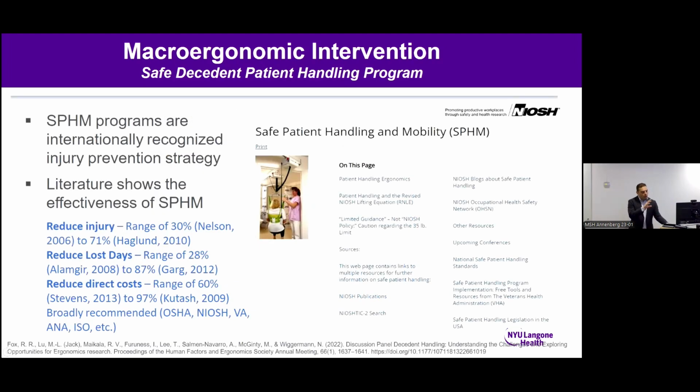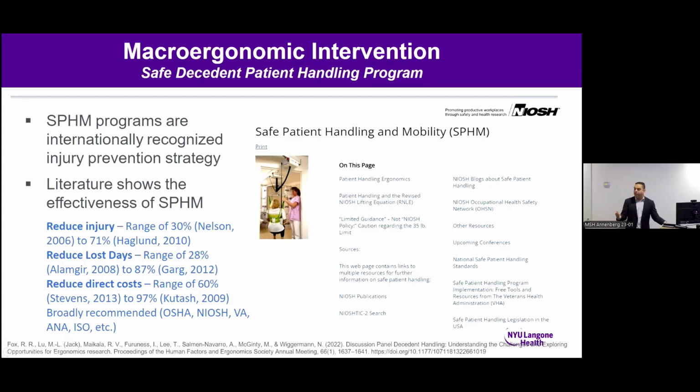I'm just going to go quickly through these slides because it's just an example of a macroergonomic intervention. We understood that a lot of the good practices were in place for live patients to be handled, but there was basically nothing on decedent patients.